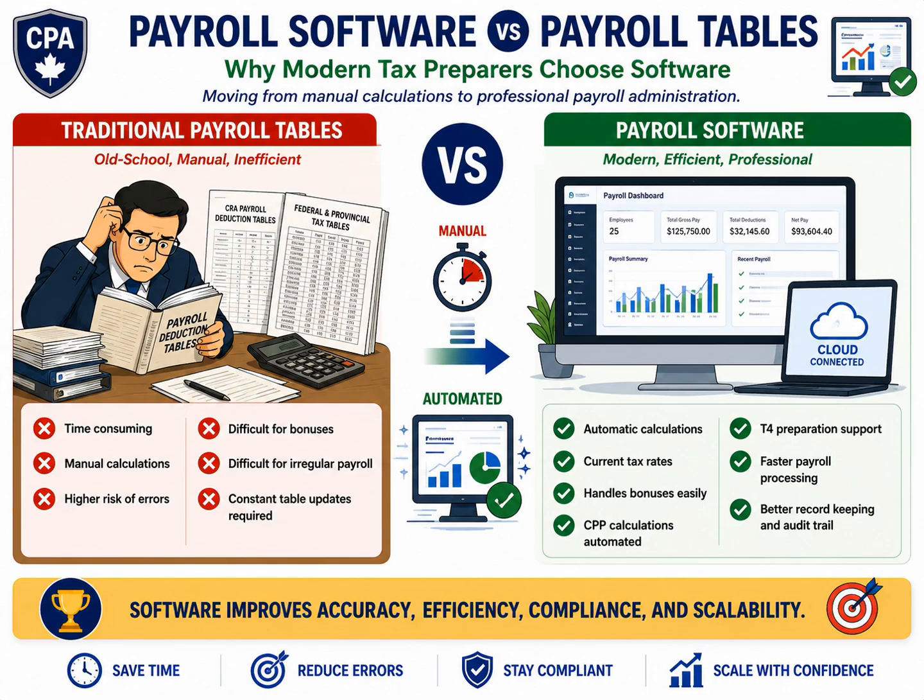Manual payroll calculations become even more challenging when dealing with bonuses, irregular payroll amounts, commissions, taxable benefits, or changes in tax rates. In addition, payroll tables require constant updating. Whenever tax rates, CPP limits, EI rates, or legislative rules change, the preparer must ensure they are working with the most current information. As payroll complexity increases, so does the risk of mistakes.